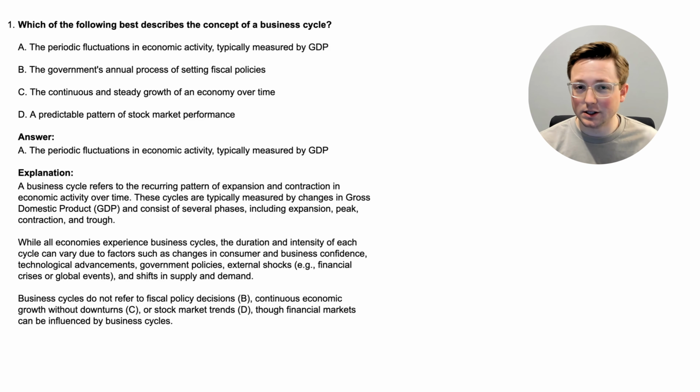So that's basically what business cycles are in a nutshell, but let's walk through the explanation to learn a little bit more. A business cycle refers to the recurring pattern of expansion and contraction in economic activity over time, or basically the economy going up and the economy going down, over time. These cycles are typically measured by changes in gross domestic product, or that's GDP. That's basically, in a nutshell, how much product a country is putting out. We're not going to go super deep into that, but that's a lot of the times how they measure business cycles is GDP going up and down, and consist of several phases, including expansion, peak, contraction, and trough.